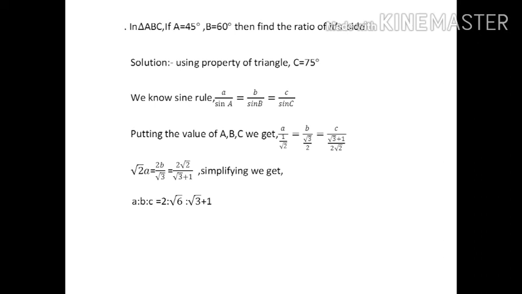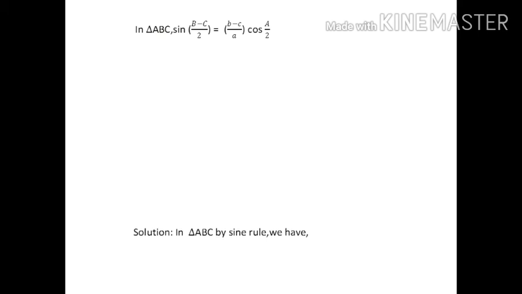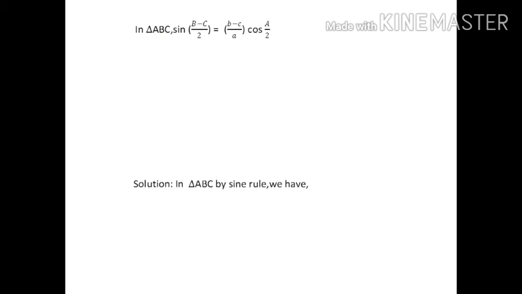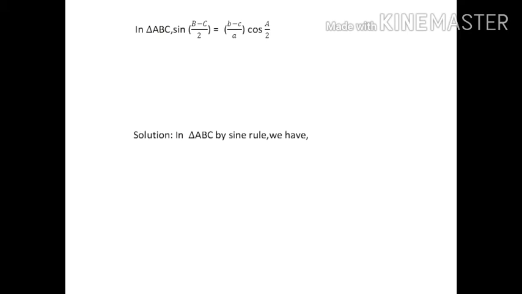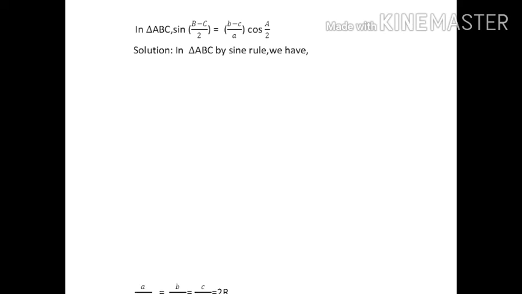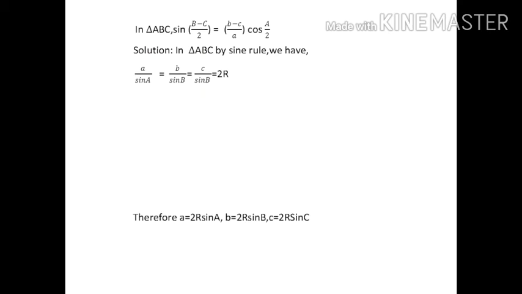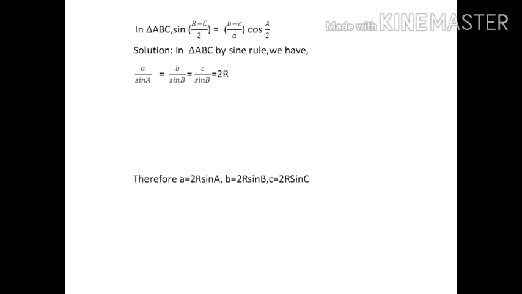Next example. In triangle ABC, prove that (b minus c)/a cos(A/2) is equal to sin((B minus C)/2). Solution: in triangle ABC, by sine rule we have a/sin A is equal to b/sin B is equal to c/sin C is equal to 2R. So small a is equal to 2R sin A, small b is equal to 2R sin B, small c is equal to 2R sin C.